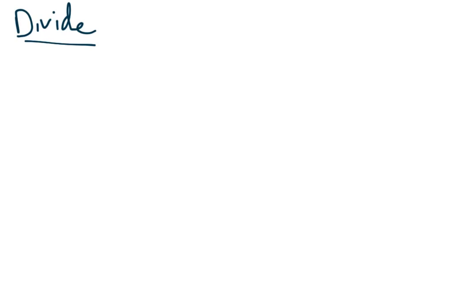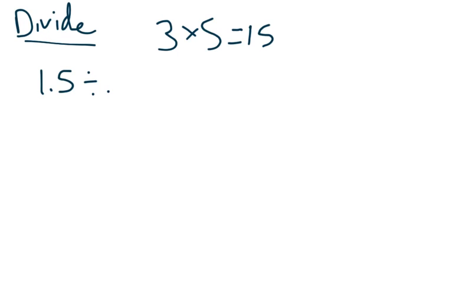So for this one, I want to start off with something that we probably know and are familiar with. So 3 times 5 is 15. I'm going to borrow these numbers. And so what I'm going to do, though, is I'm going to go with 1.5 divided by 0.3. So that's going to be our first example here.